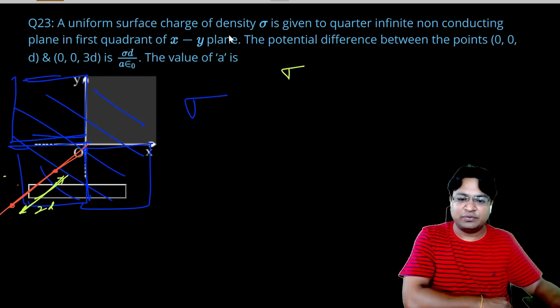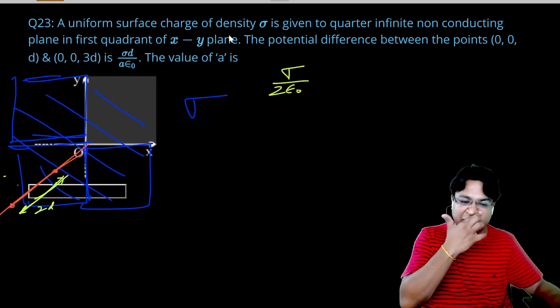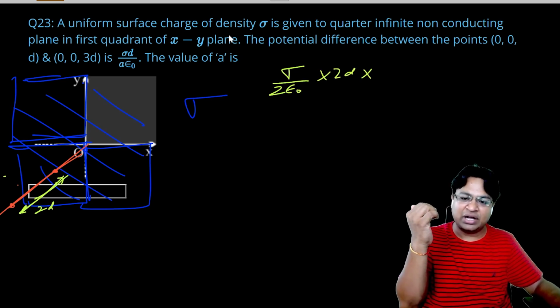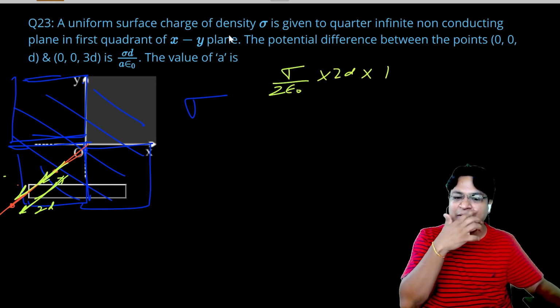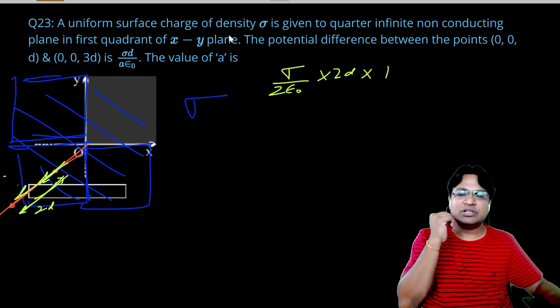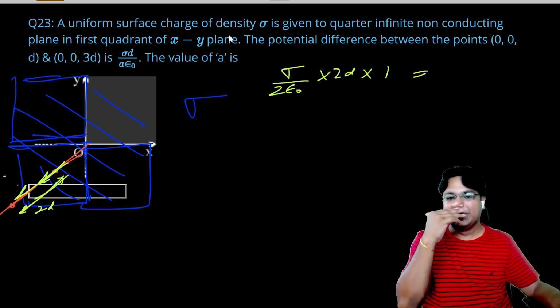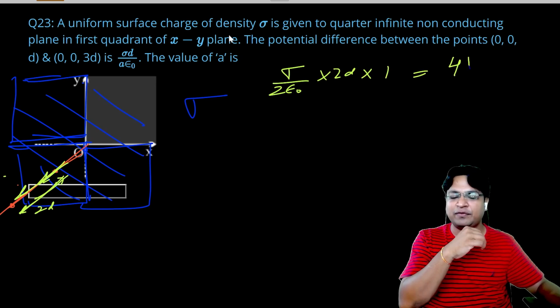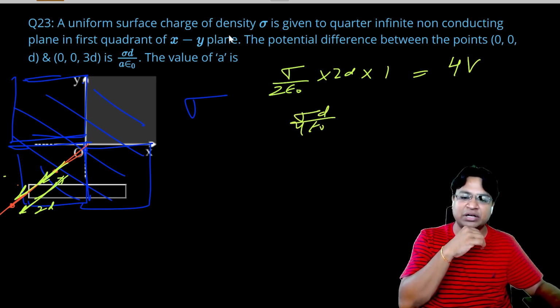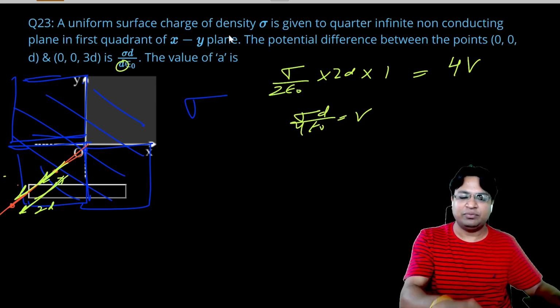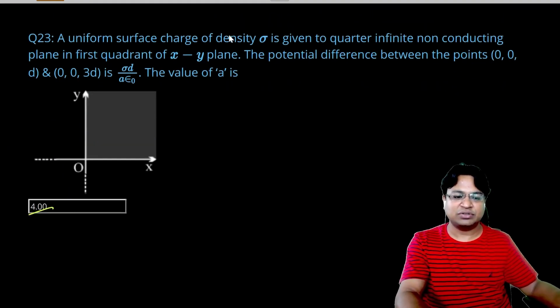So the potential difference would be sigma by 2 epsilon naught, that is the electric field, into the distance, which is 2d, and the angle between electric field and this direction is 0. So cos 0, which is 1. Now this is because of the four sheets. So this potential difference is the result of four identical sheets. So the contribution from one sheet would be sigma d by 4 epsilon naught. And therefore, the value of A would be 4. So 4 should be the right answer to this question.